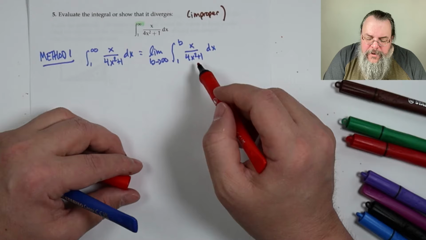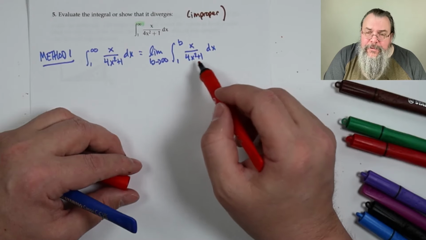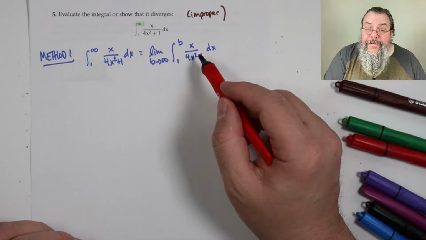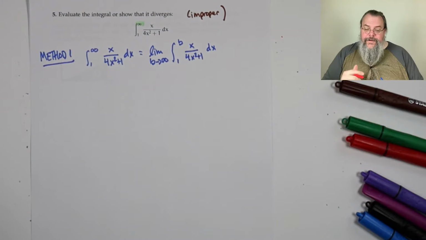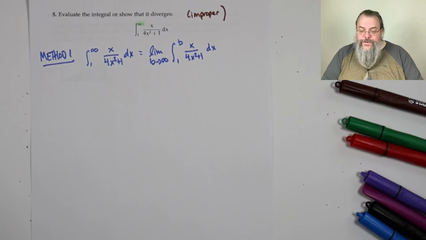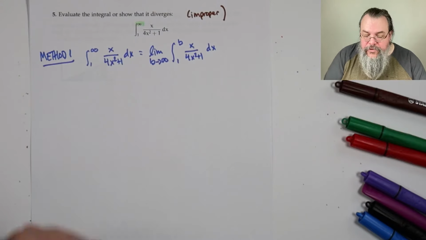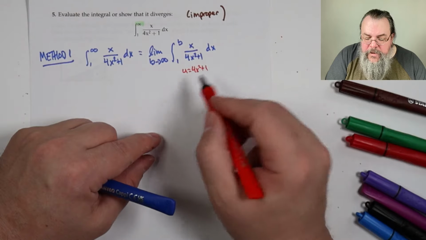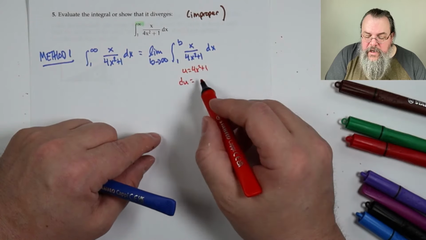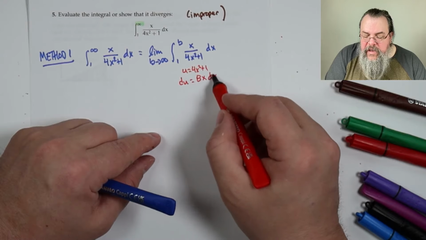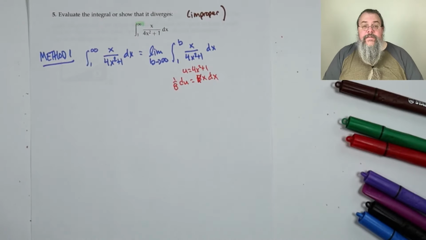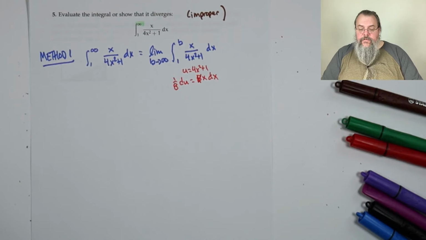But hold on, maybe there's something else. 4x squared plus 1: what's the derivative of that? It's 8x. That's like x. That's amazing. Okay, cool. Given that, we can do a substitution. We'll let u equal 4x squared plus 1, and then du will become 8x dx. Or, using our fancy pens, 1/8 du is x dx.